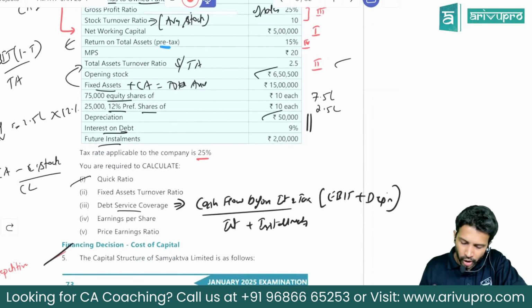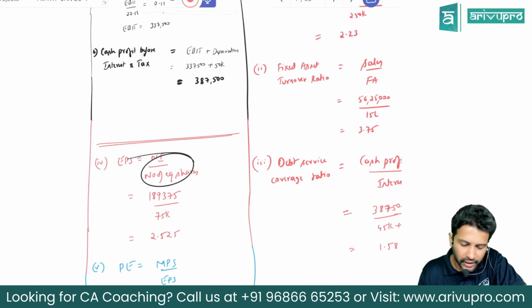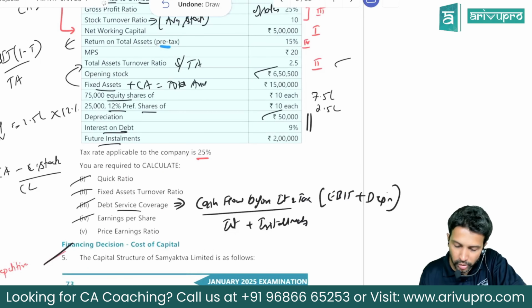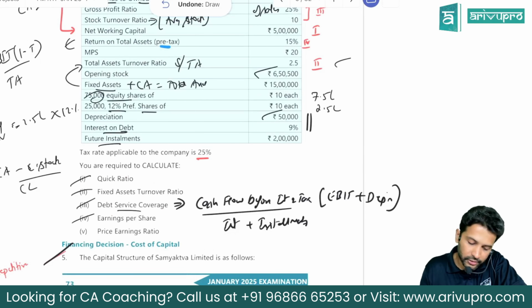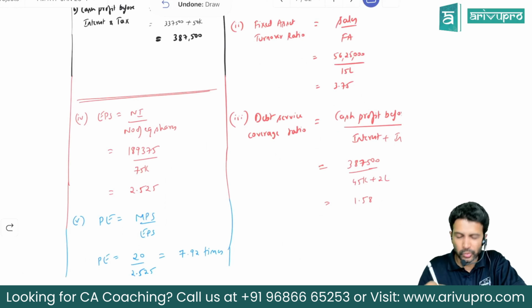Yes. All right. Next, EPS. How do you get EPS, sir? Earnings divided by number of equity shares. Earnings is 189,375. Number of equity shares how much? 75,000. So do that. You will get EPS to be 2.525. Just 1 minute. I'll finish.